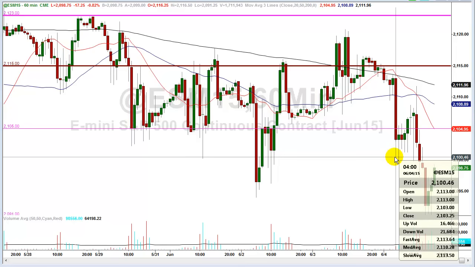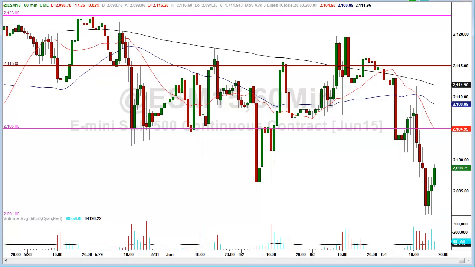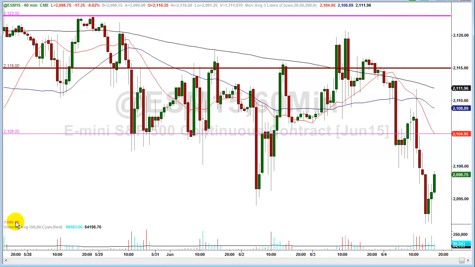Here we are yesterday. Early this morning, and then we rallied up a little bit, at about 11 a.m., and then the market rolled over and went all the way down to the 2091, which you actually can't see on this chart because the volume is in the way, but it's over here.